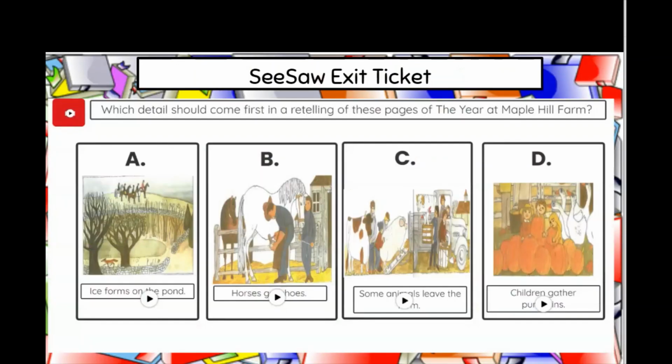Today in Seesaw, you are going to be able to listen to all of the pages again and then answer the question, which detail should come first in a retell of these pages?